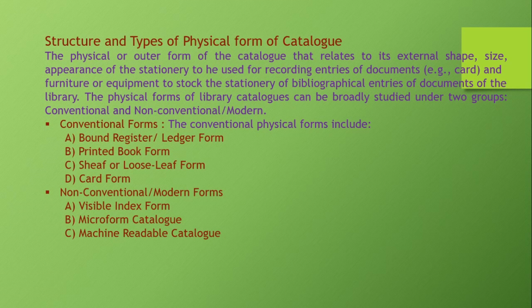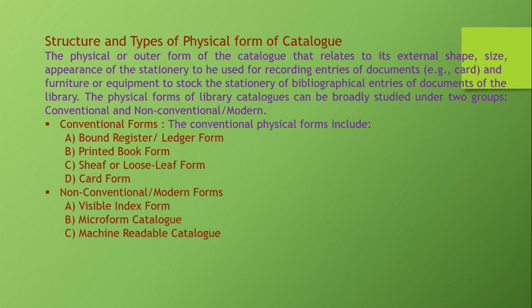Conventional form. The conventional physical forms include bound register or ledger form. In this form, the entries of document of a library are written by hand in a bound register or ledger. Pages are set apart for different letters of the alphabet. These alphabets are arranged alphabetically. Minimum information about the document such as author, title, edition, accession number and class number is given for each book. There may be a separate register for authors or titles or subject.